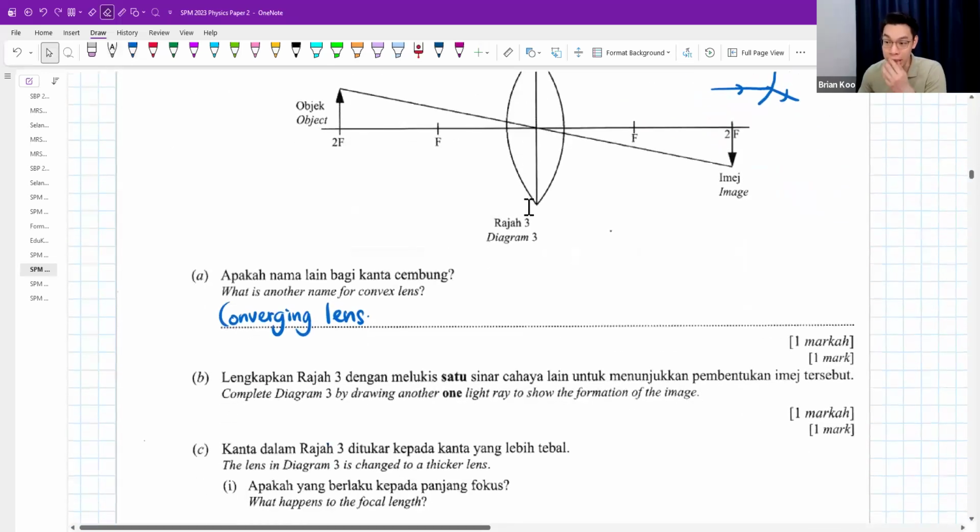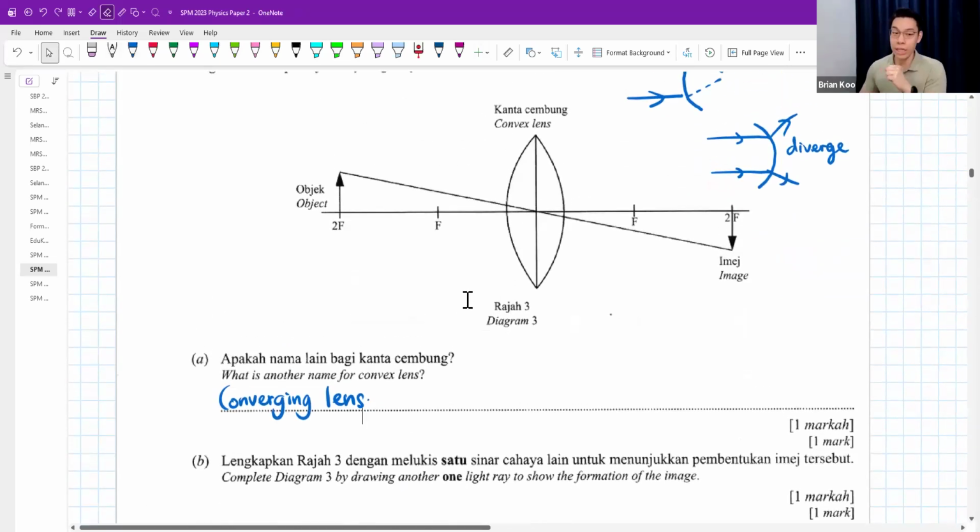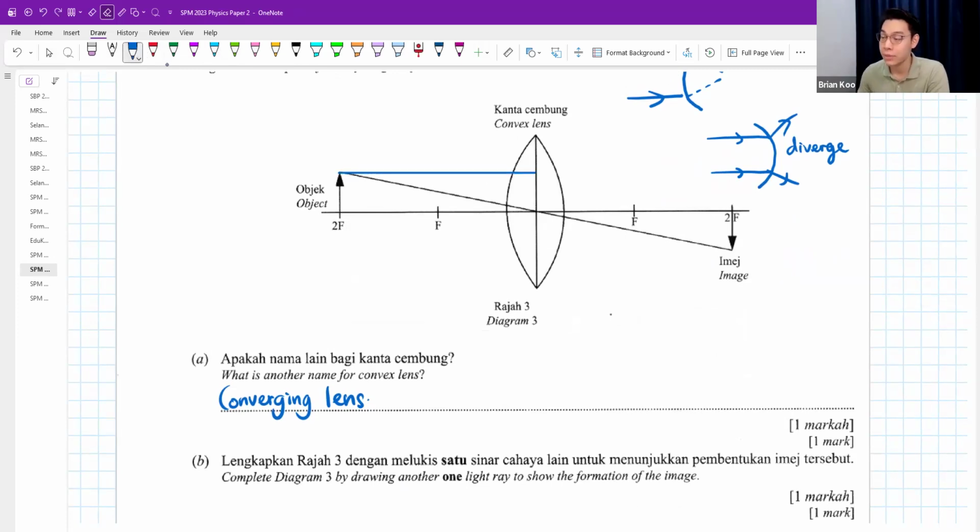Okay, then part B. Complete the diagram by drawing another light ray to show the formation of the image. They already drew the easiest one, which is a straight ray passing through point O. You can also draw a parallel light ray, but I hope you know any parallel light ray will always focus to the focal point. If you draw any parallel light ray, it will always go to the focal point. But one good thing is they already draw the image for you. Yeah, so just make sure you get the 2 light rays overlap here at the image, then can already. Just like that, done. Just draw one light ray only.